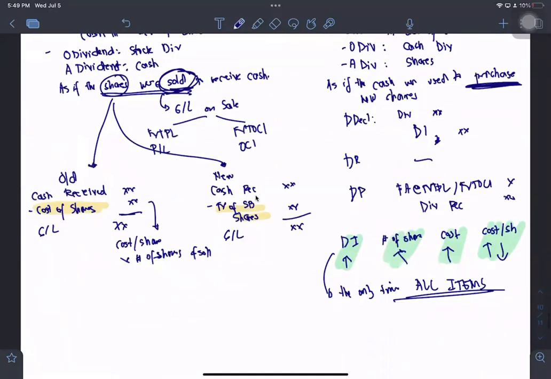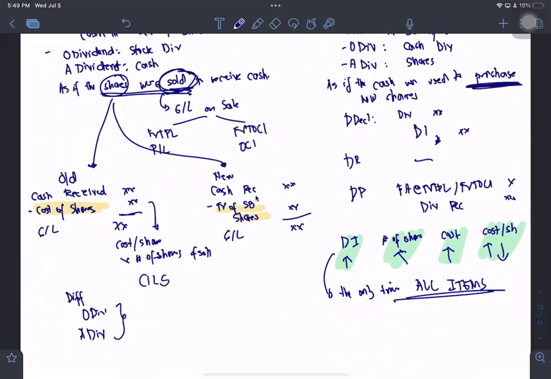Okay. So what if there is a change on the amount of dividend income? How to account for the difference of the original dividend and actual dividend? So in cash in lieu of shares, the difference between the original dividend and actual dividend will be a gain or loss on sale. While if that is a share in lieu of cash, the difference between the original dividend and actual dividend will be either an addition or a reduction on the dividend income. It will increase or decrease the dividend income.